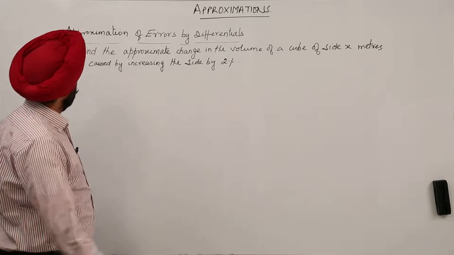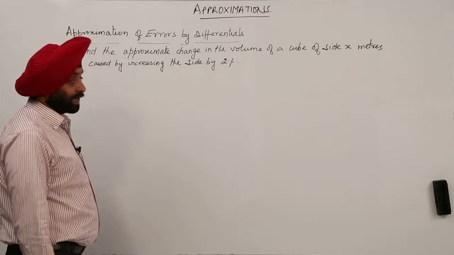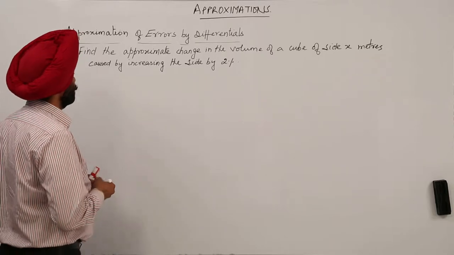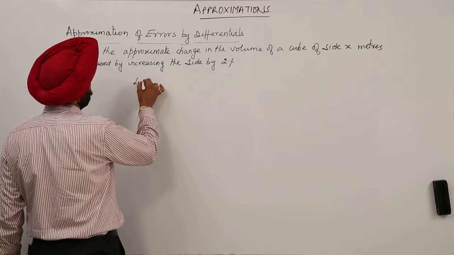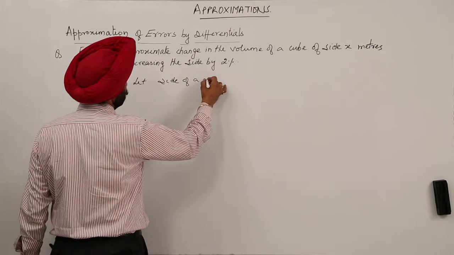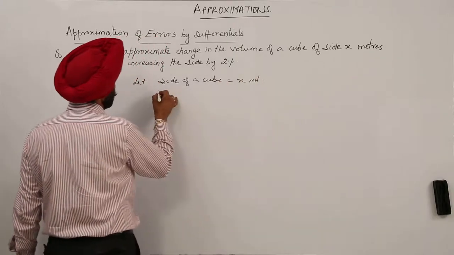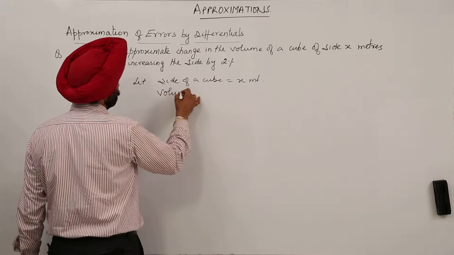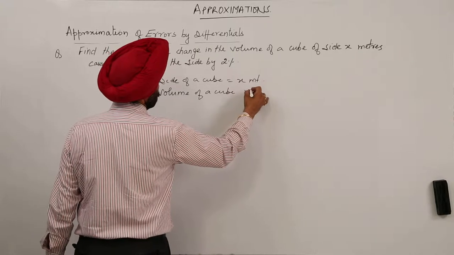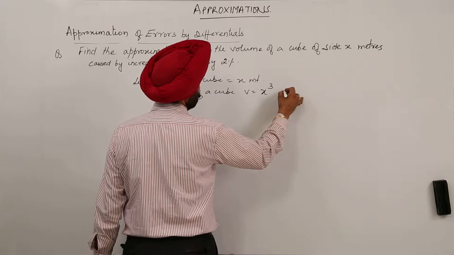A question. Find the approximate change in the volume of a cube of side x meters caused by increasing the side by 2%. Now, a little bit changed form of a question. Okay, now let the side of a cube is equal to x meters and volume of a cube V is equal to x cube meter cube.